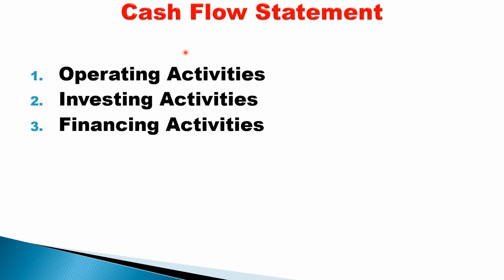So the accounting standard has broadly classified the cash flow from 3 important activities. Students, the cash may come, the cash may go from any one of the 3 activities mentioned on the screen. So that means we can either receive the cash or make a payment of the cash from these 3 activities. First we call operating activity, investment activity and financing activity.